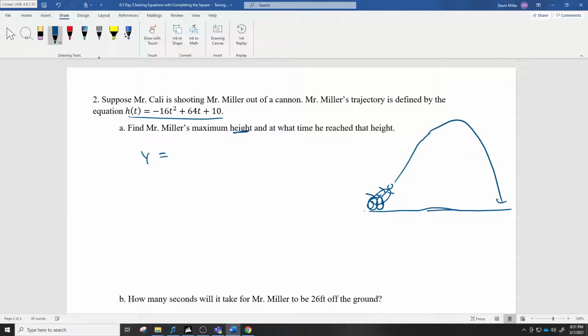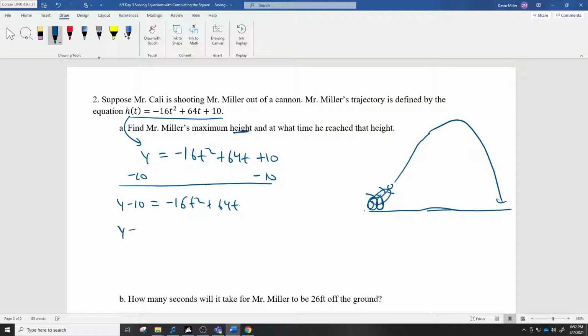All right. And then I'm going to go ahead and go through my normal ways of figuring this out. What we might be able to do here is, I think we'll do the same thing as we did before. I'm going to go ahead and minus 10. It's kind of old school of doing this. So I just changed h of t to y just for now because we're used to using that. y minus 10 equals negative 16t squared plus 64t. Then I'm going to factor out this negative 16.